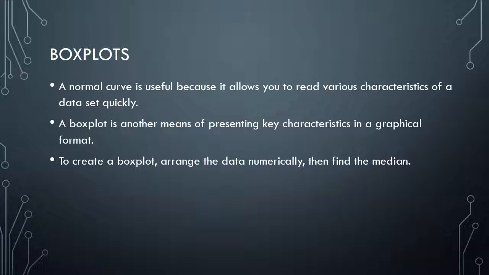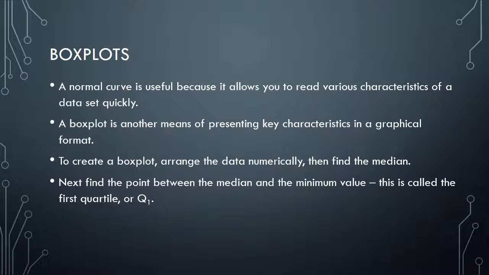To create a box plot, you have to arrange the data numerically first, and then you have to find the median. Remember, the median is the physical center of that lineup of data. Now you're going to find 2 more halfway points. You're going to find the point that's between the median and the minimum value. So from the very beginning to the median, find the halfway point there, and that's called the first quartile, or Q1.